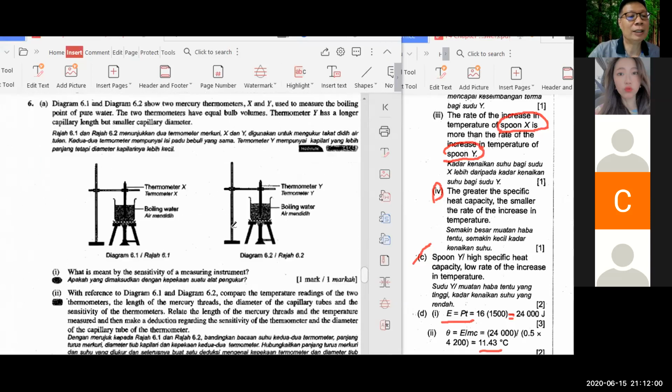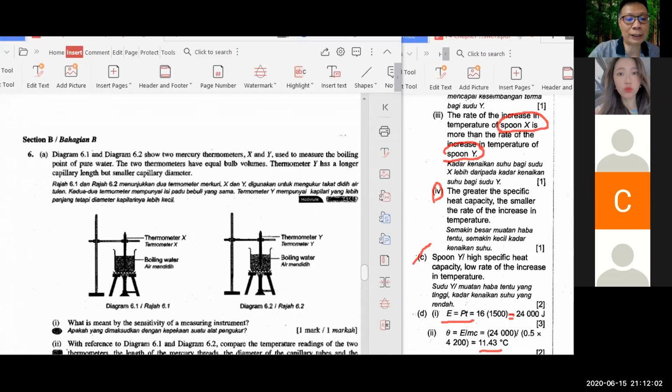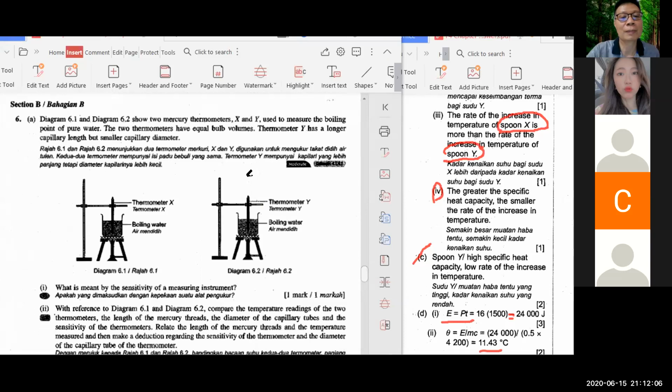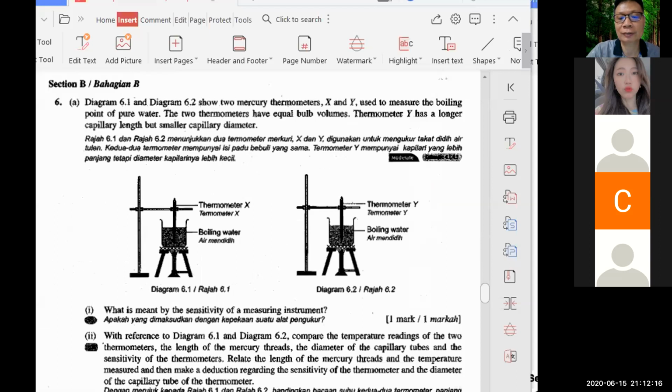Next is question 6. Look at question number 6. Read the question. The question is very long. You read the question now. Okay, read it.